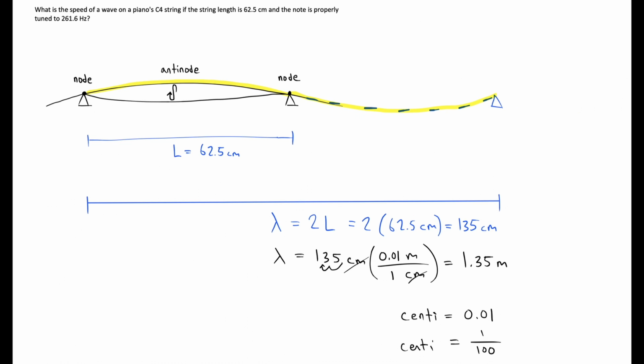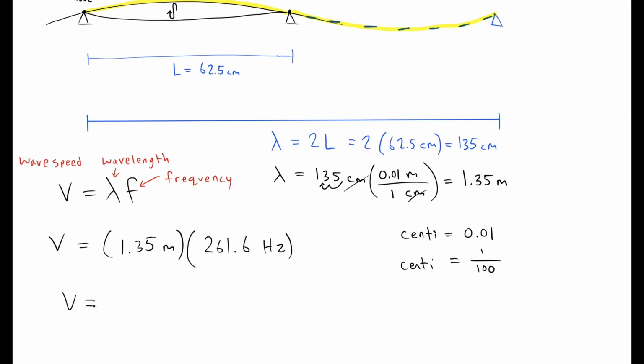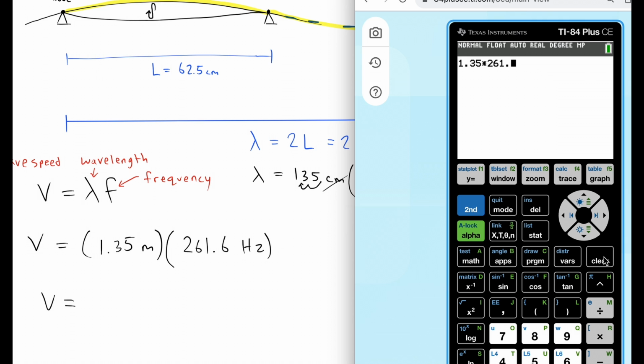I would now want to use the wave formula, v equals lambda f, in order to determine the speed of the wave. v stands for the wave speed. Lambda is the Greek letter standard for wavelength, and f stands for frequency. We now know the wavelength and the frequency, so we can solve for the wave speed on the string. It's 353 meters per second.